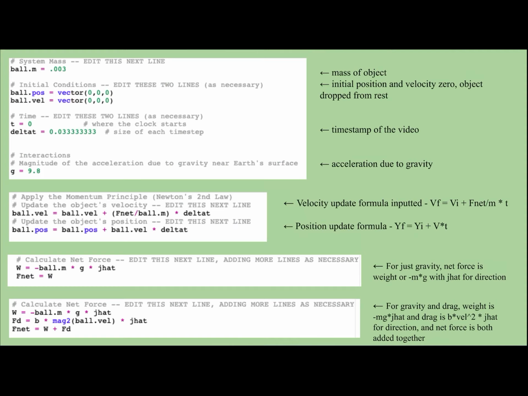And for the model with just gravity acting upon it, net force is weight, or negative mg, multiplied by j hat for direction. But then for the model with drag force and gravity acting upon it, weight is still negative mg times j hat. And then drag force is b times the magnitude of the velocity squared times j hat. And b was determined through trial and error until the computational model fit the experimental model. And the net force is weight and drag force, and as we can see, the weight and drag force have different signs, so they're in opposite directions.